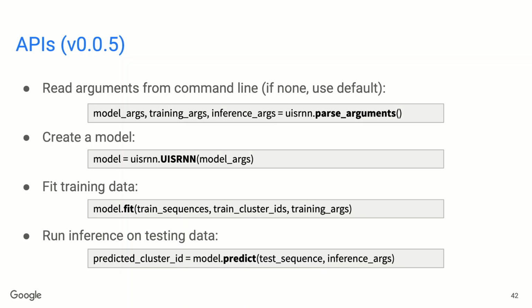Here are the most important APIs you will be using. First, for your main Python program, you will need to parse the command line arguments. We have this parse arguments function for you. You will get the arguments for model, training, and inference separately. Next, you construct your model by initializing a UIS-RNN object. Once you have the model, you call the fit function to train it on your training data. After training, you use the predict function to run inference on your test data. Besides, there is a save and load function for you to store a trained model on your disk.